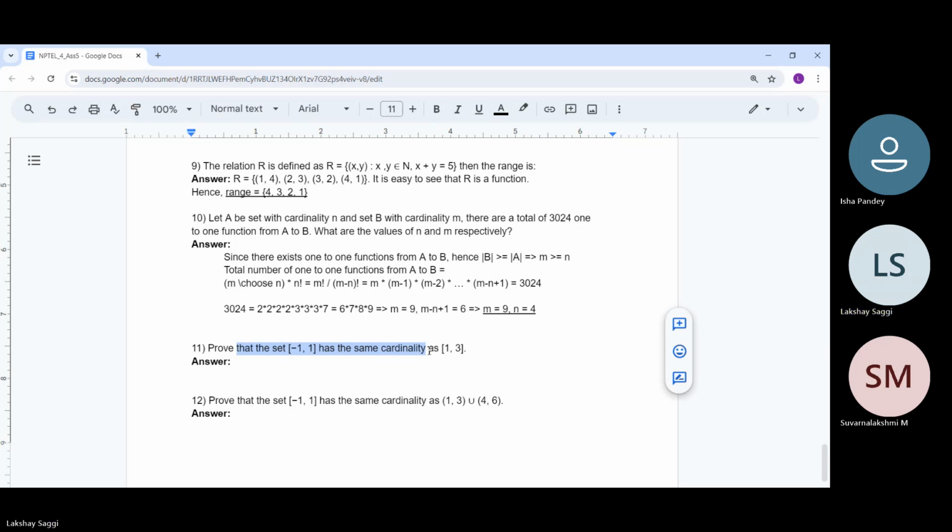So what we need to show is that the set of real numbers from -1 to 1 actually has the same cardinality. Okay, so I think Isha has a doubt. She has raised her hand.